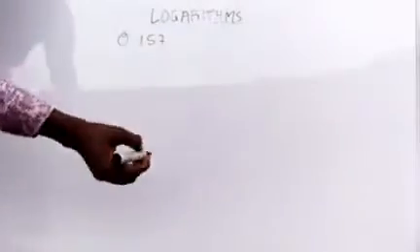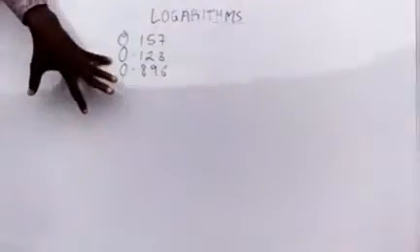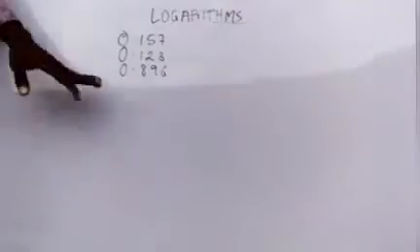Whenever you are told that a number is less than 1, for example 0.157, 0.123, 0.896. You can see that these numbers are not up to 1. All these numbers are less than 1. Now, anytime you are given this kind of number, how do you check them on your logarithm table? It's very, very simple.